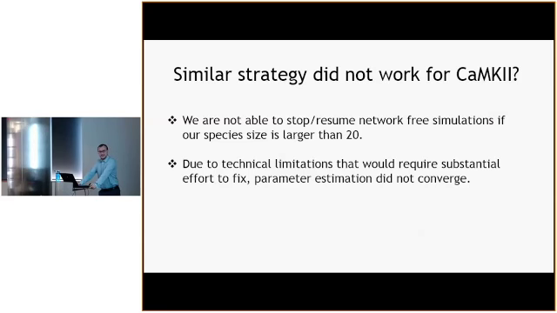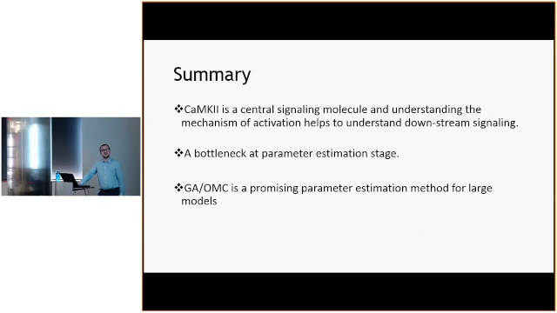So, converge. But we have a good idea how to fix that. In summary, we started this work to learn something about ChemK2 because it's a central molecule. But we hit a bottleneck on the parameter estimation, and then we came up with a good strategy to solve this issue. In the end, we were not able to converge on the parameter estimation, but that's how we ended this work.